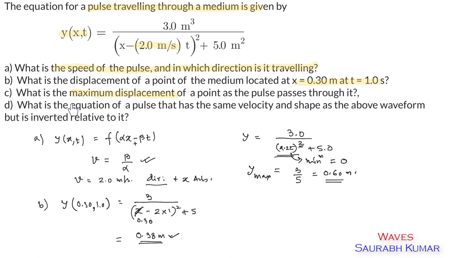Part D, what is the equation of a pulse that has same velocity and shape as the above waveform but is inverted relative to it? Now to invert, suppose that is y prime x,t. If you want to invert a function, multiply it by minus 1. So answer is minus 3 divided by (x minus 2t) whole square plus 5.0. So this gives you a wave which has same waveform but is inverted relative to given pulse or waveform.